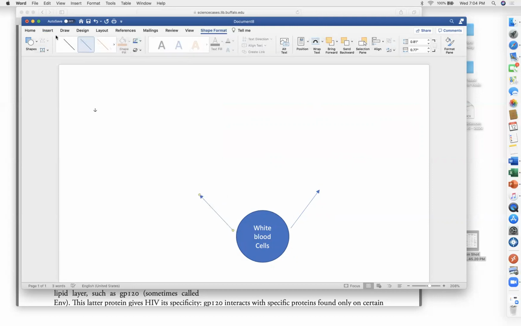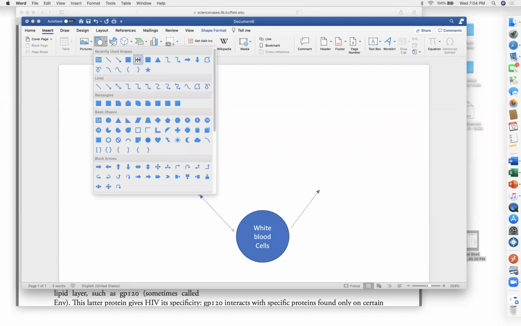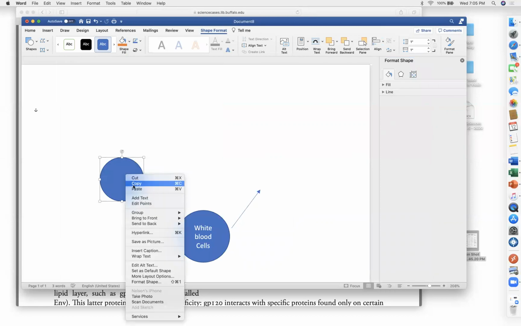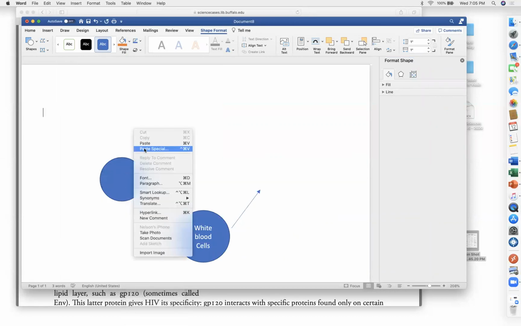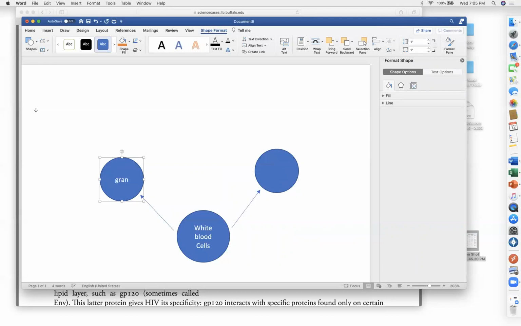Then I can have other circles, like a tree branching out. I can move this circle here, then copy it and paste it, and move this circle over here. And then I could write in this circle, granulocytes.